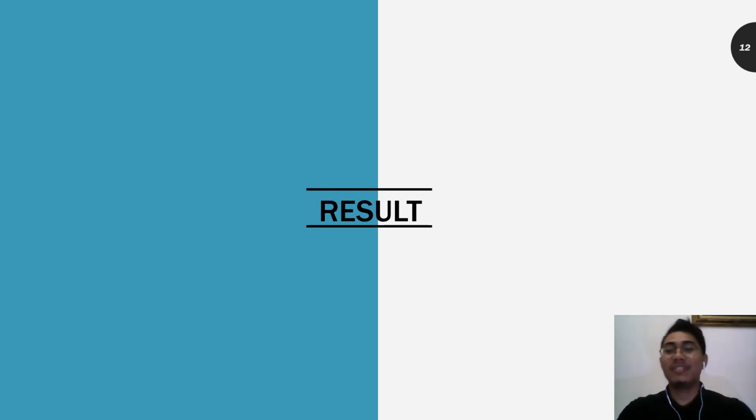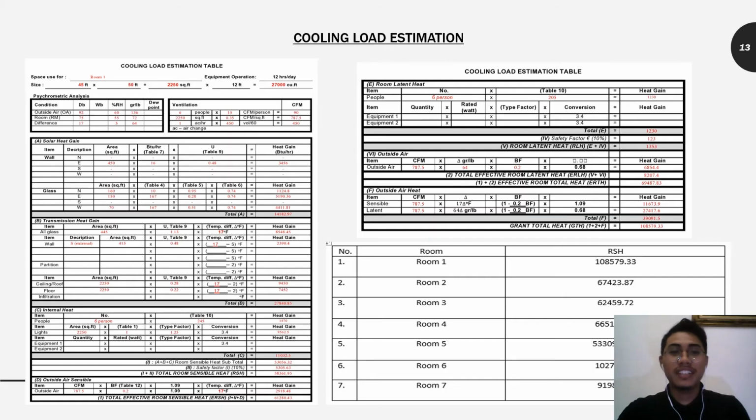And the last, for the result, sorry, cooling load estimation. This is a cooling load estimation table, and this is an example calculation for room 1. Right below is the result for every room, RSH, and for more detail we can refer to the final report.